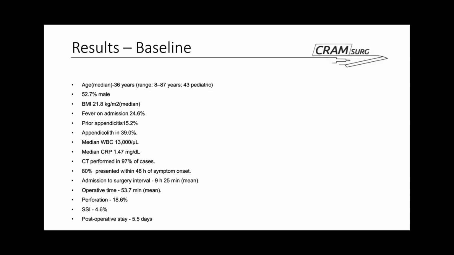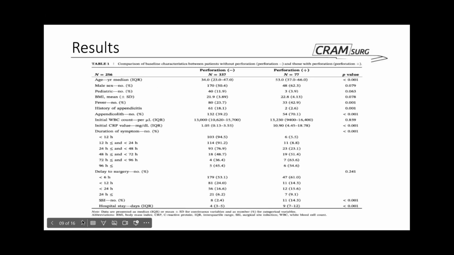80% of the patients presented within 48 hours of symptom onset. The admission to surgery interval was a mean of 9 hours and 25 minutes. The operative time was a mean of 53.7 minutes. Perforation was found in 18.6% of the patients. Surgical site infection was found in 4.6% of the patients, and post-operative stay was a mean of 5.5 days.